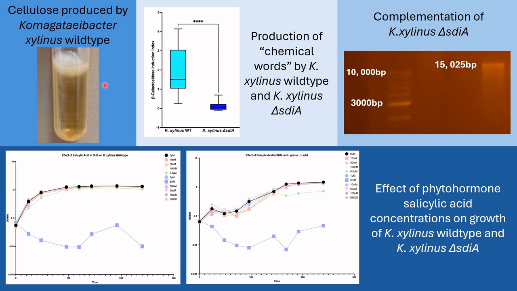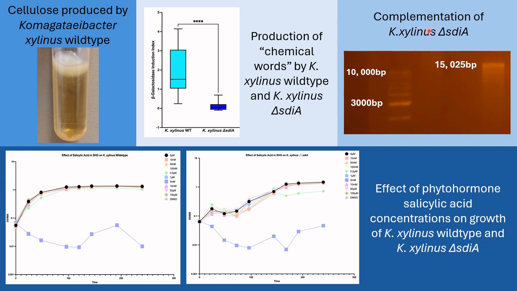And in my fourth year thesis, I was actually able to find some evidence to suggest that the SDIA gene is involved with a bacterial communication process that typically leads to cellulose production. To put it simply, the mutant, which remember does not have the gene, did not seem to release these chemical words, so to speak, that the wild type very much did release.